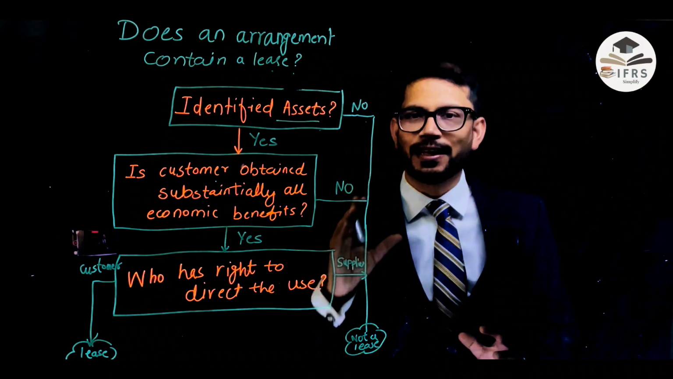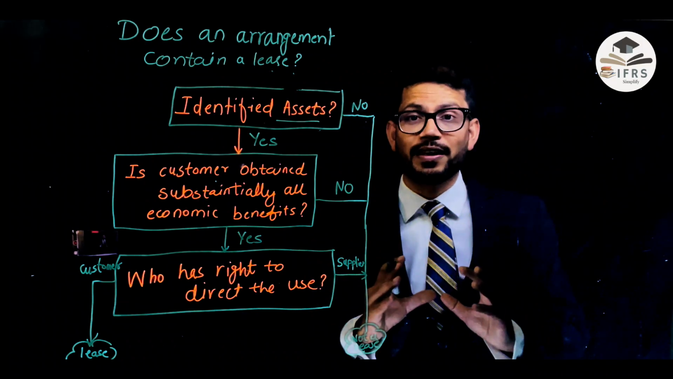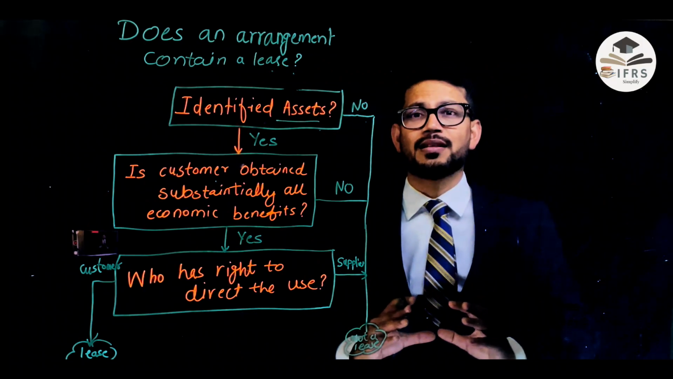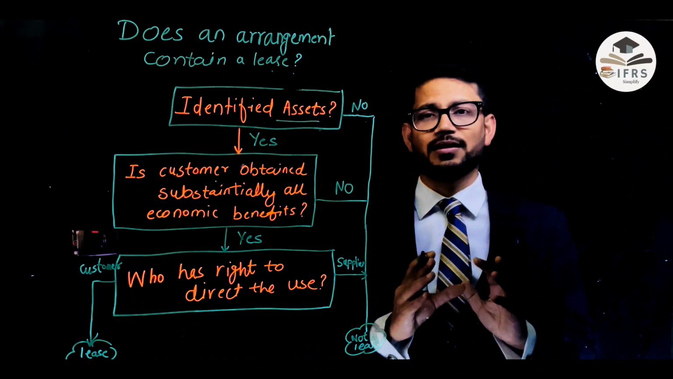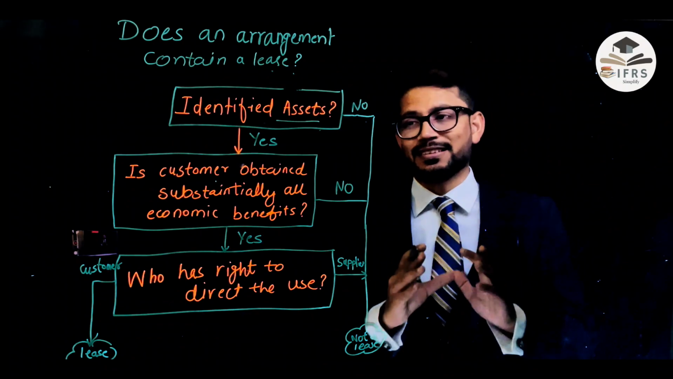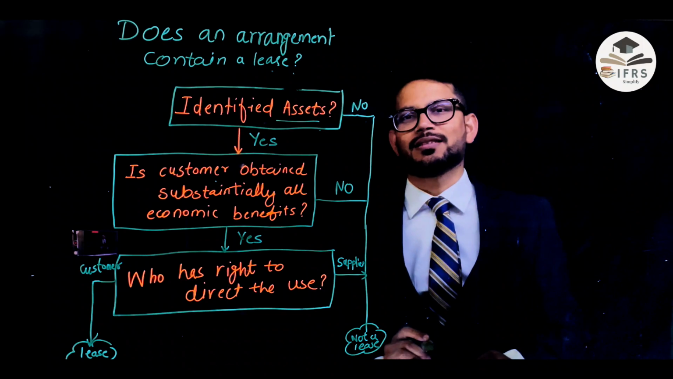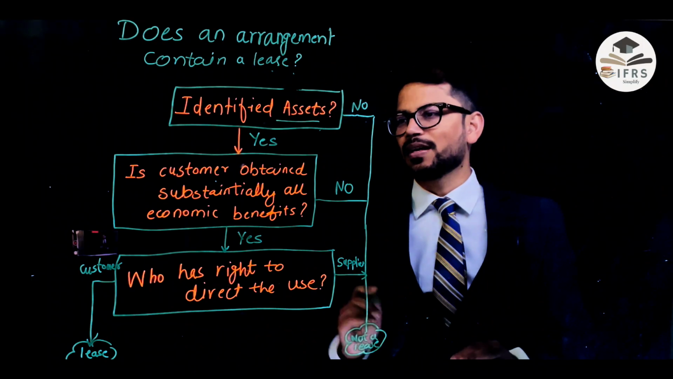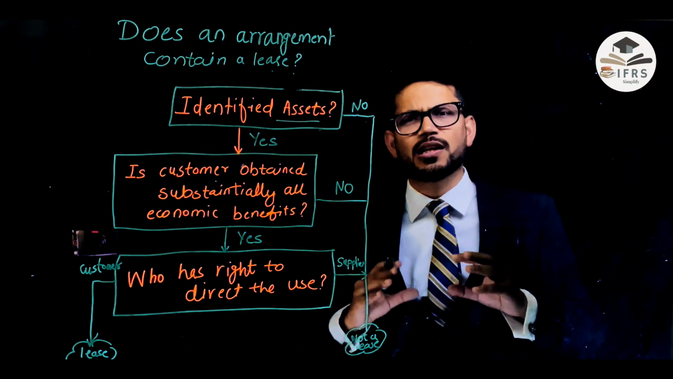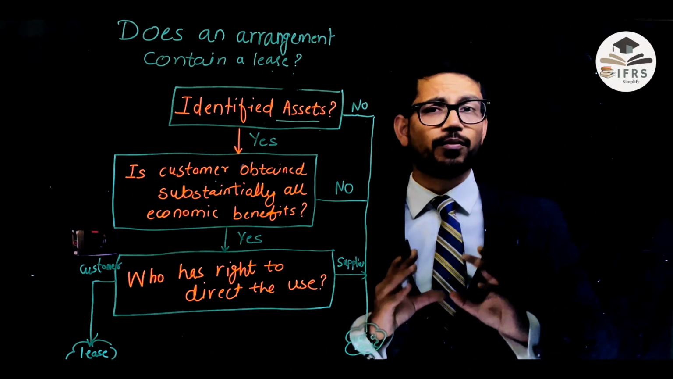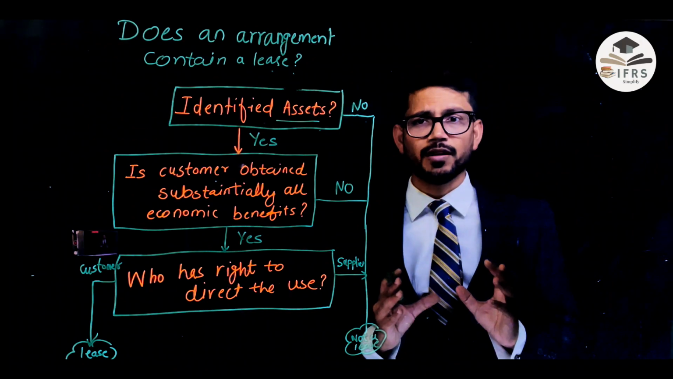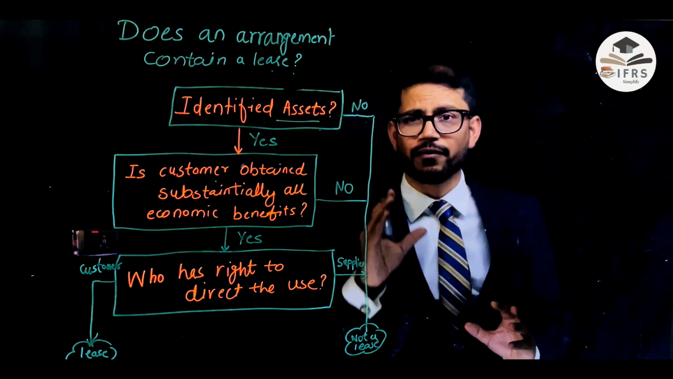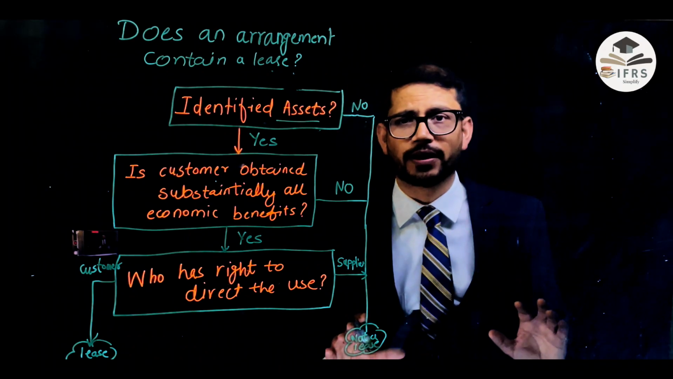If our answer is yes, that there is an identified asset, an underlying asset, a particular asset which is given to the lessee, then we need to assess the next condition. Does the customer obtain substantially all the benefits from the asset? If your answer is no, then we will stop here. It's not a lease contract.